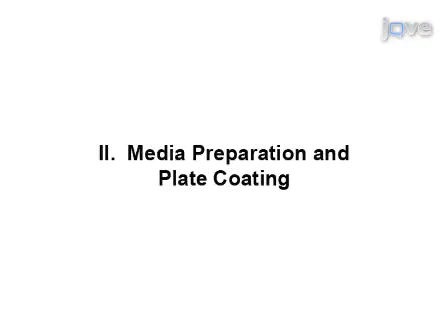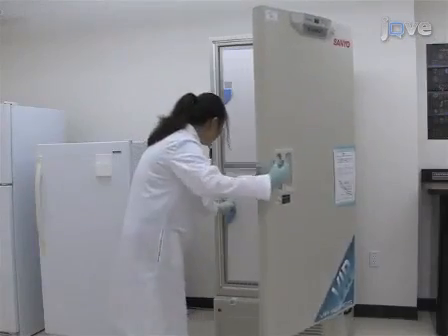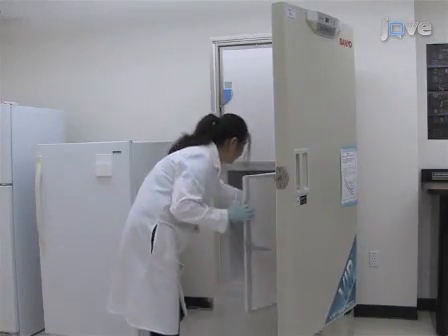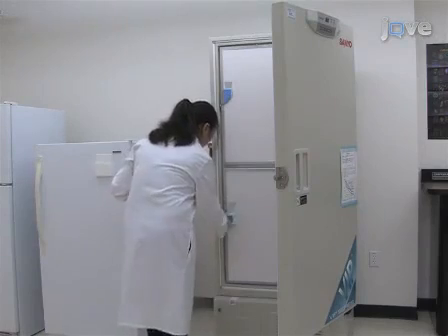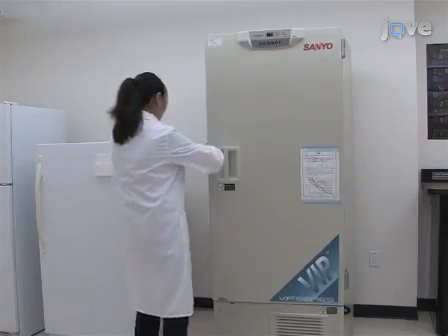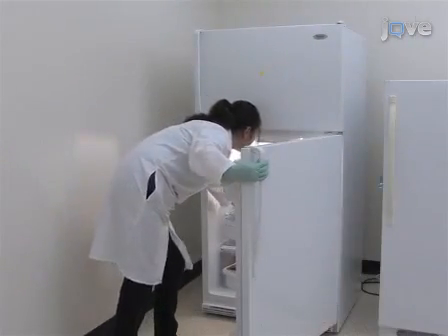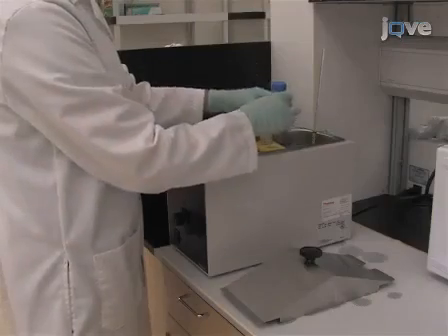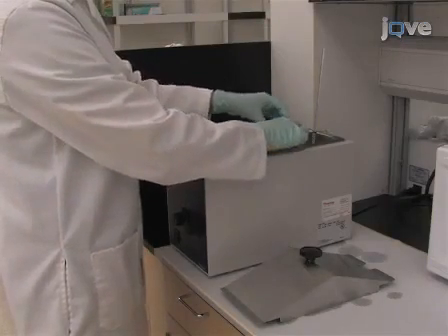There are a few steps to be careful with when preparing stock solutions. Take care to slow thaw Matrigel and human laminin from -80 degrees Celsius to 4 degrees Celsius overnight. Store media at 4 degrees Celsius and always warm up the media to 37 degrees Celsius before use.